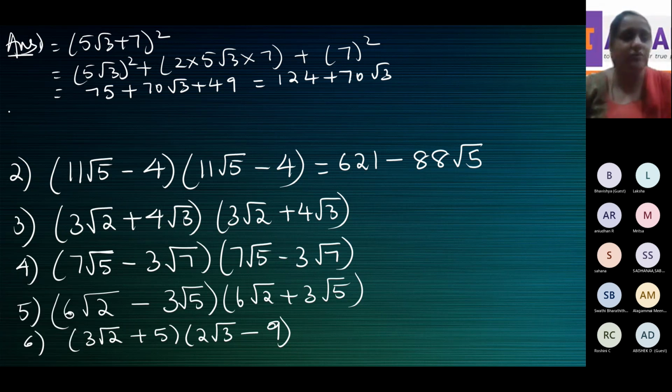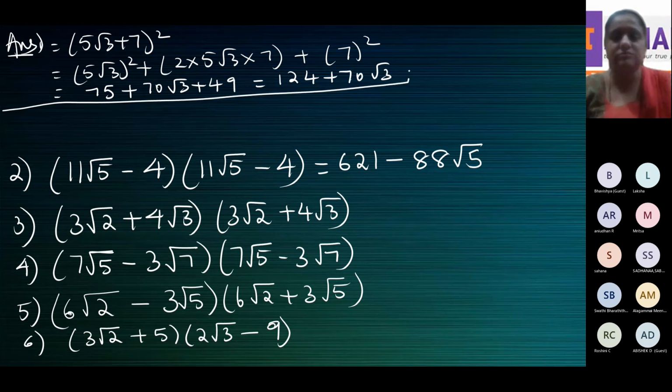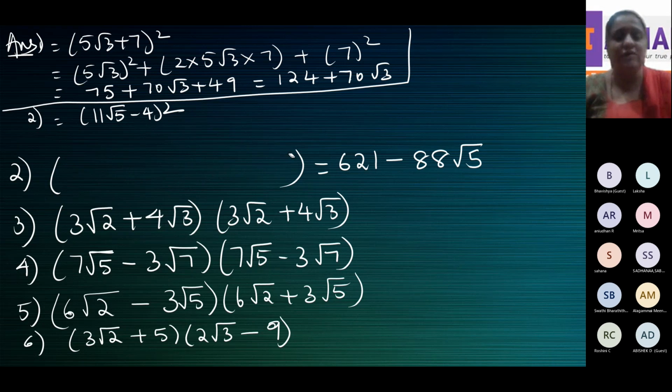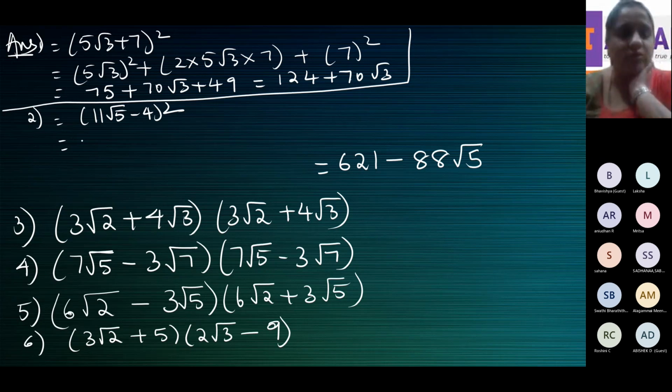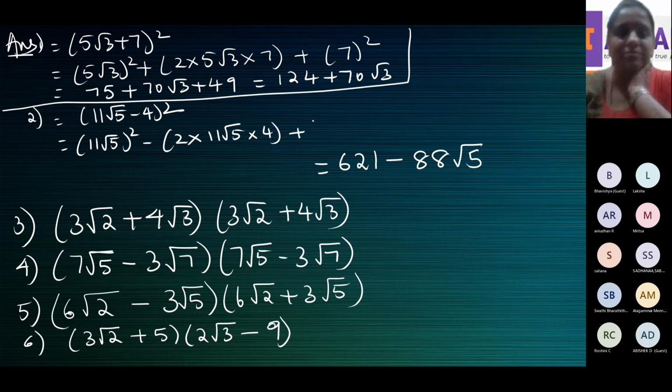This is the answer for the first one. I'm doing the second one here. So it is 11 root 5 minus 4 the whole square, because 11 root 5 minus 4 into 11 root 5 minus 4. Now this is a minus b the whole square. So a square, 11 root 5 the whole square, minus 2 into a into b, 2 into 11 root 5 into 4, plus b square, plus 4 square.